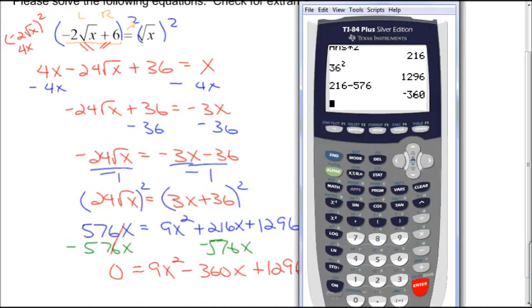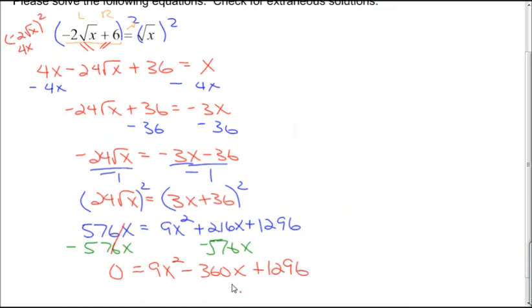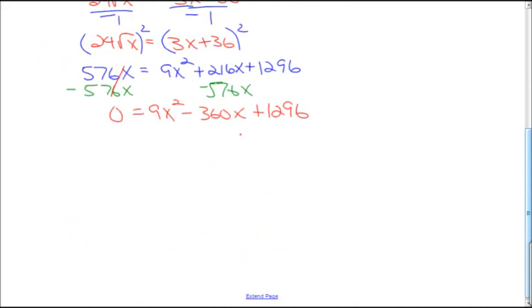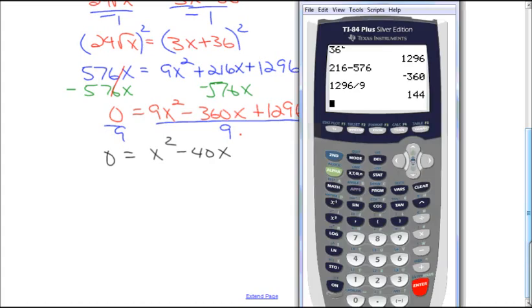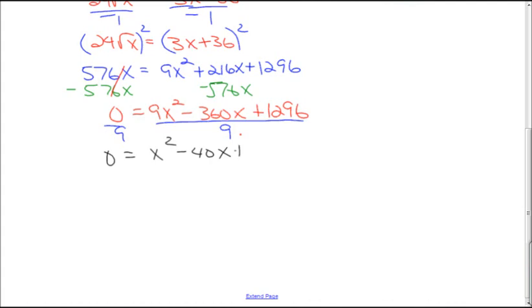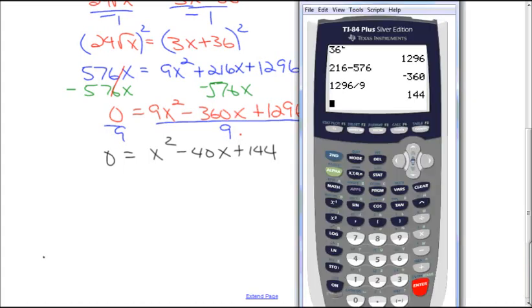Might be a chance to, if I could, well, if 1296 is divisible by 9, and it is, that's good. So I actually could divide this entire equation by 9, it looks like. And I'll do that, and that's going to give me something a little simpler before I go to the quadratic formula. I'll get 0 equals x squared minus 40x. And off my calculator, 1296 divided by 9 was 144. I actually might even want to see if I can factor that first. So are there factors of 144 that make 40?